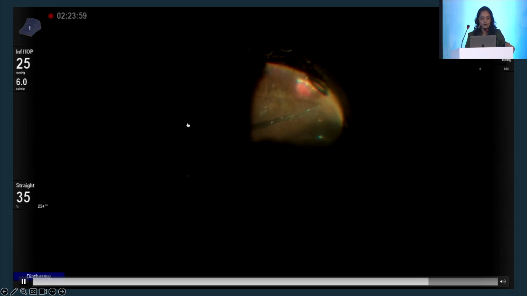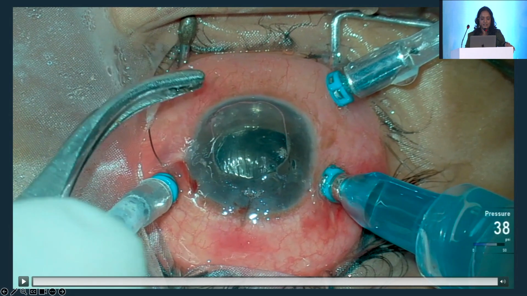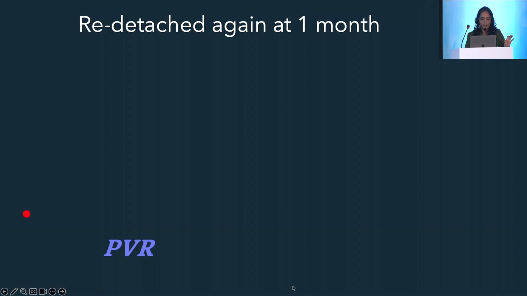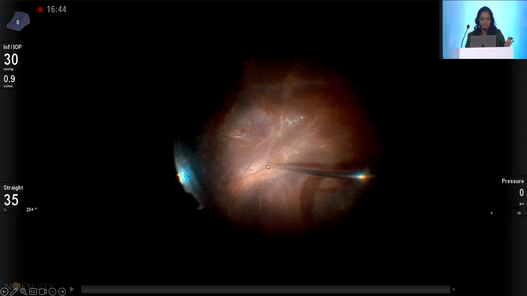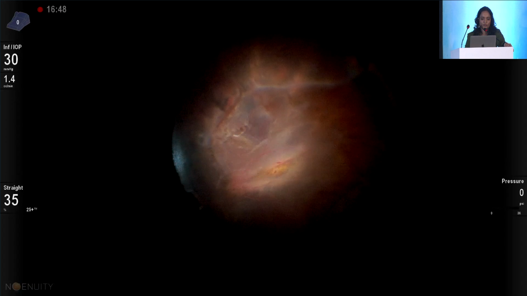So now if I see this eye, you can see that there's a lot of siderosis, definitely. And that's of course in hindsight. Then we did a 360-degree retinectomy, managed to remove the foreign body as well as attach this retina. But like I said before, it redetached again. This is the third surgery, removed membranes.